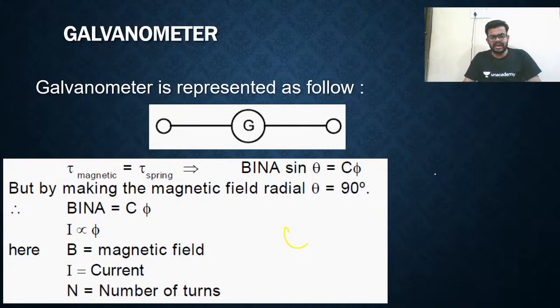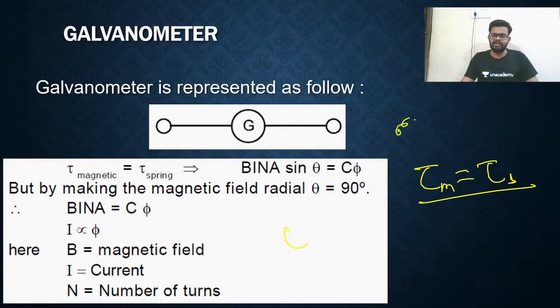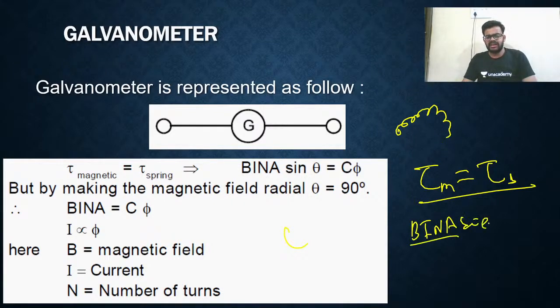So here I have written a simple formula. Torque due to magnetic field should be equal to torque due to spring. Actually, as I told, there will be a coil, and coil means there will be a spring inside the galvanometer. So both should be the same. So simply speaking, BINA sine theta is equal to C phi.